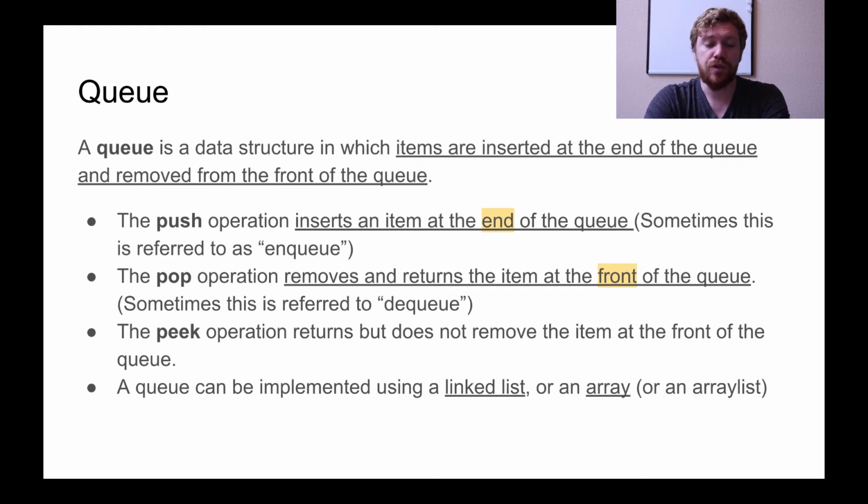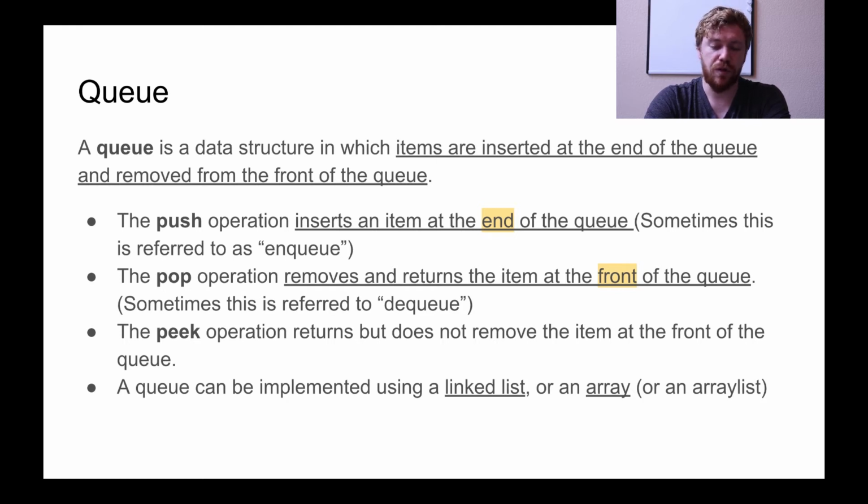So the push operation inserts an item at the end of the queue, and this is the one that sometimes is referred to as enqueue. It's enqueuing, it's putting something into the queue. The pop operation removes and returns the item at the front of the queue.